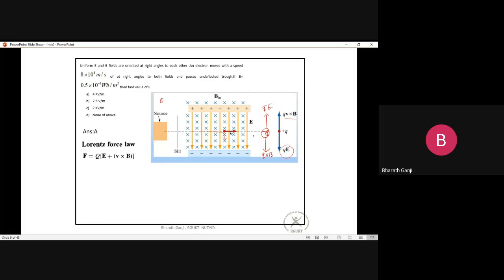So the electron comes out without deflecting when these two forces are equal, right? When qE is exactly equal to q times v into B. Because v cross B simply becomes v into B, since both are perpendicular to each other. So q cancels, and from here you can see the electric field is nothing but velocity into the magnetic field. So I guess the calculator is also not so necessary here. So you simply get the answer A. This is how you can calculate things using this Lorentz force equation.